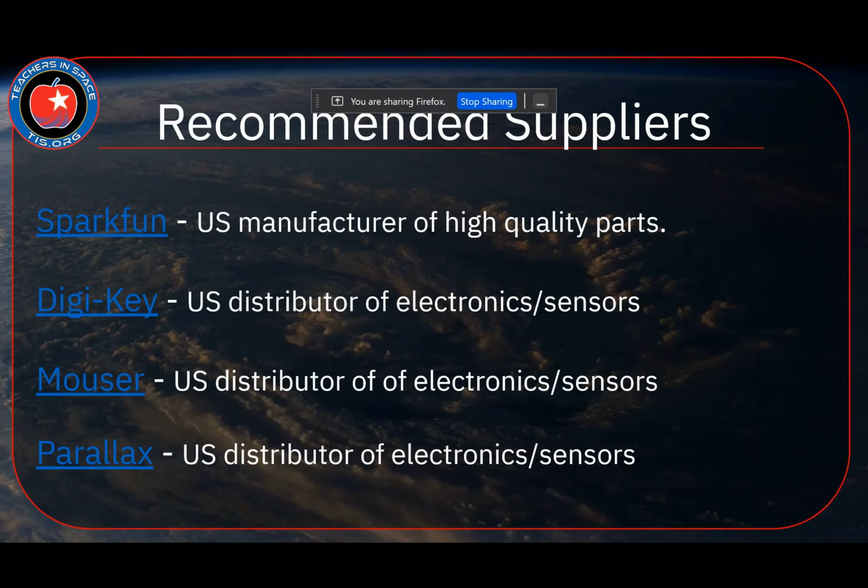DigiKey is a well-known distributor of electronics and sensors. They have a lot of industrial parts and such, but they also have stuff for Arduino. Mouser is another U.S. distributor, as well as Parallax. So these are all links that you could go to. And this is not the end all be all. There are plenty of other options as well.